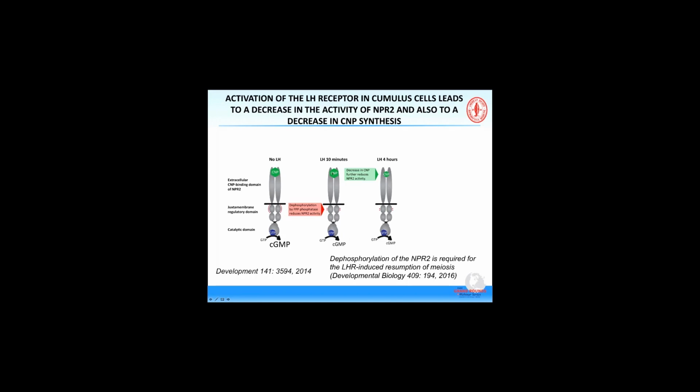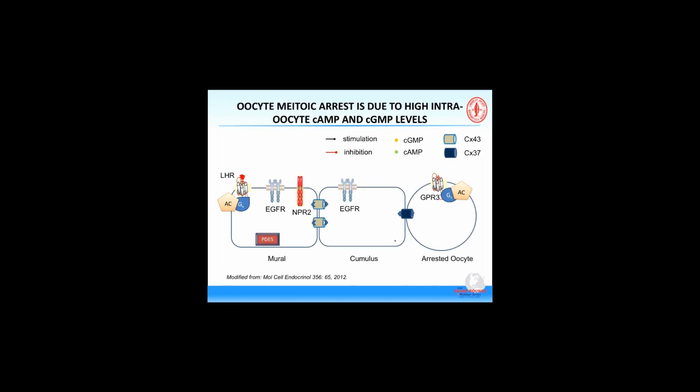In addition, as time progresses, LH also decreases the synthesis of CNP, which is the ligand for this receptor, leading to a further reduction in the activity of this receptor to stimulate the synthesis of cyclic GMP. And as you will see in a few minutes, this is all important in meiotic arrest and in ovulation.